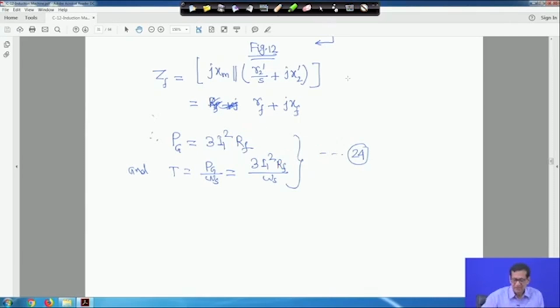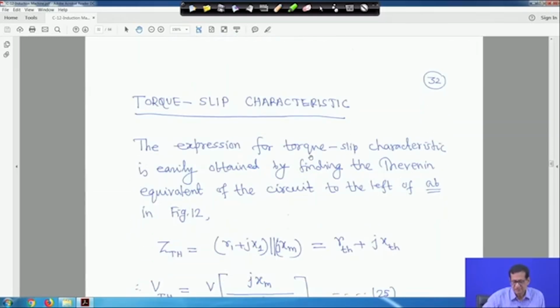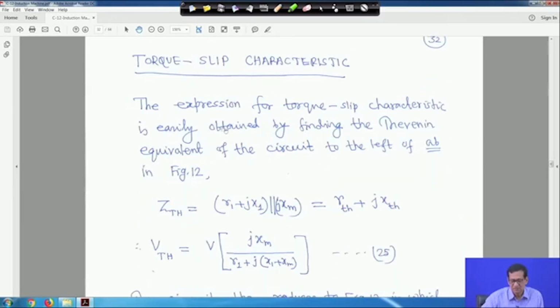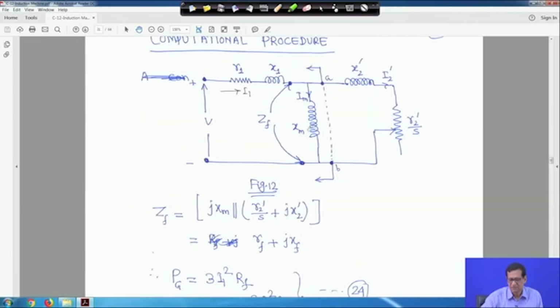Next is the torque slip characteristic. In this case, the expression for the torque slip characteristic you can easily obtain by finding the Thevenin equivalent of the circuit to the left of AB in figure 12. So this is our figure 12. We try to find the Thevenin voltage and Thevenin equivalent impedance, as we have studied in Thevenin's theorem.